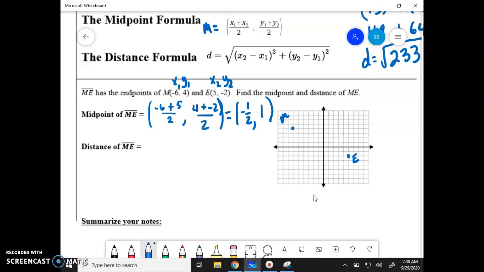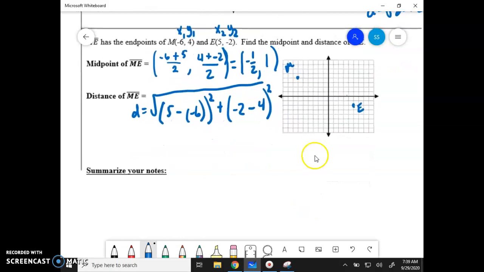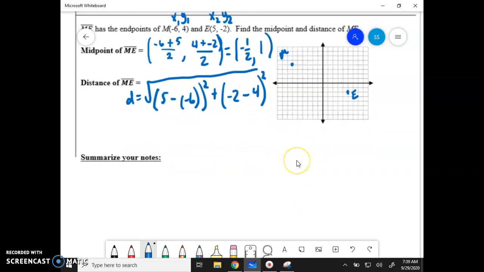All right, now let's do my distance. Okay, so again, I'm going to write this down here. D is equal to the square root of x2, so that's 5, minus x1, which is -6. So again, I'm going to put this in parentheses, and then we have to square it, plus y2, which is -2, minus y1, which is 4, and square that. All right, so now we've got our formula in there. Now we just have to solve.